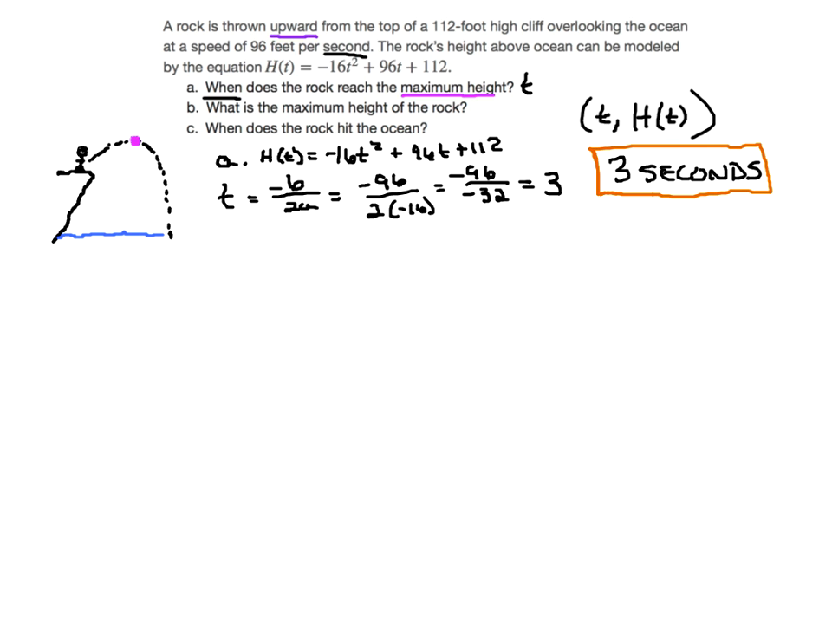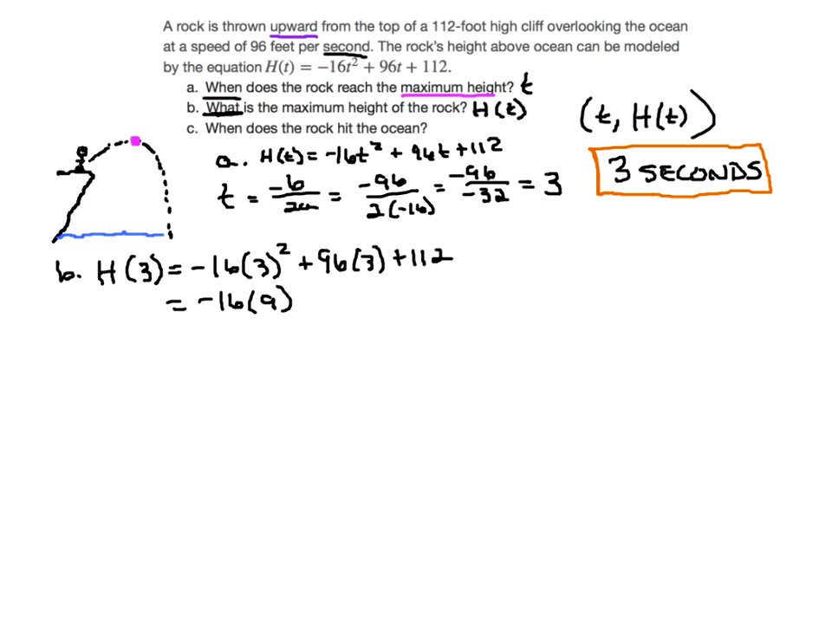All right, part B, and this is our last slide, by the way. What is the maximum height of the rock? That's asking for h of t at the vertex, so I just need to plug in 3. That's negative 16 times 3 squared plus 96 times 3 plus 112.